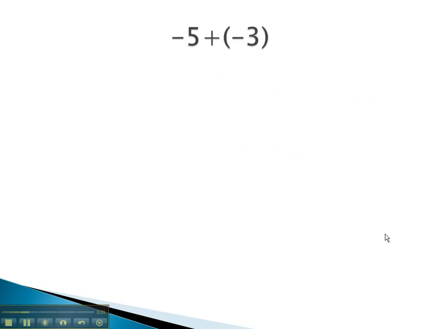So for example, if we had negative 5 plus negative 3, this means we've got 5 negatives hanging out with 3 negatives. We have a whole bunch of negatives. In fact, 5 plus 3, there are 8 of these negatives. We add the numbers 5 plus 3 and keep the negative sign.